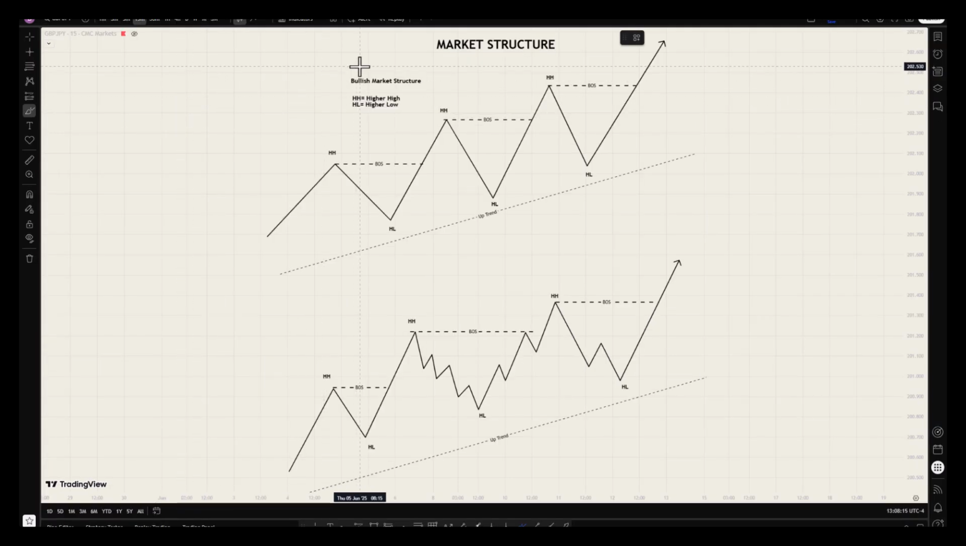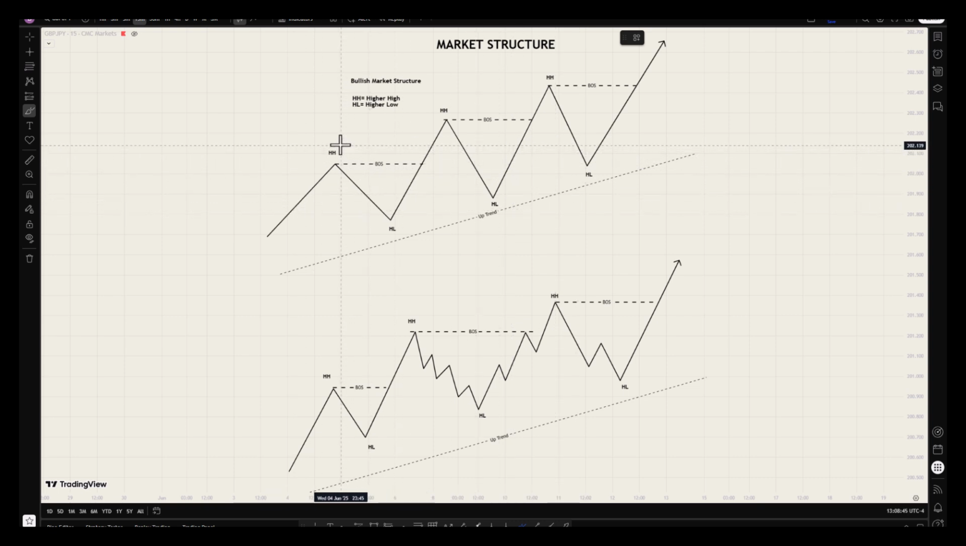Let us look at the bullish market structure. The bullish market structure is identified if price is in an uptrend. And if price is in an uptrend, we have price make higher highs and higher lows. Here in this depicted diagram, this is how a bullish structure looks in theory.